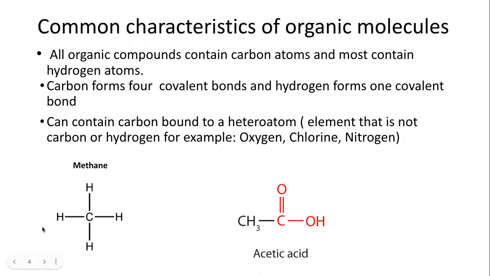So here we're showing an example of methane again. This contains carbon with single bonds to hydrogen, and you'll note that the carbon has one, two, three, four bonds to it. And then here we have acetic acid, and we'll understand why this portion is highlighted in red in a few slides. But you'll see that while this organic compound does contain carbon and hydrogen, it also contains the heteroatom of oxygen.